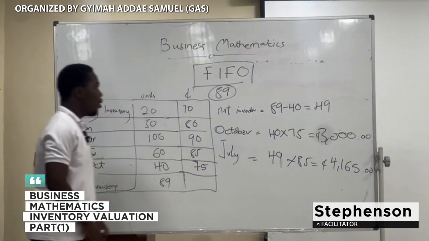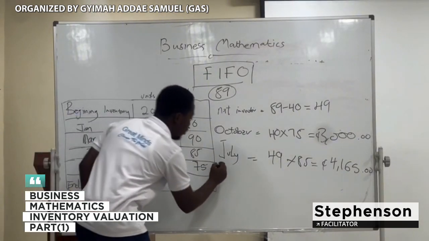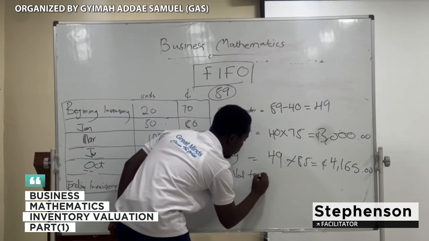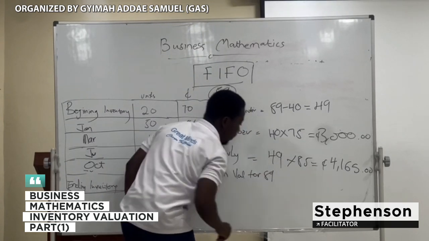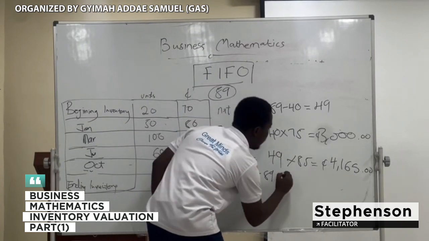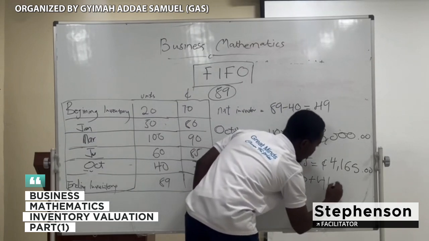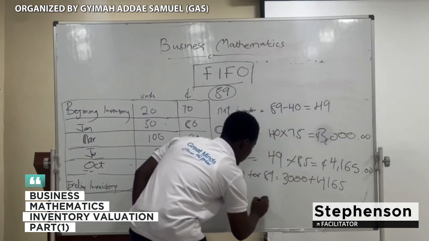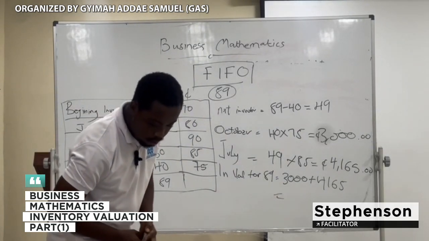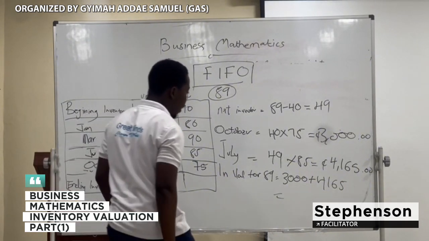What then do we do? We sum them up. So the inventory valuation for the 89 products will be 3,000 plus 4,165, so we'll be getting 7,165.